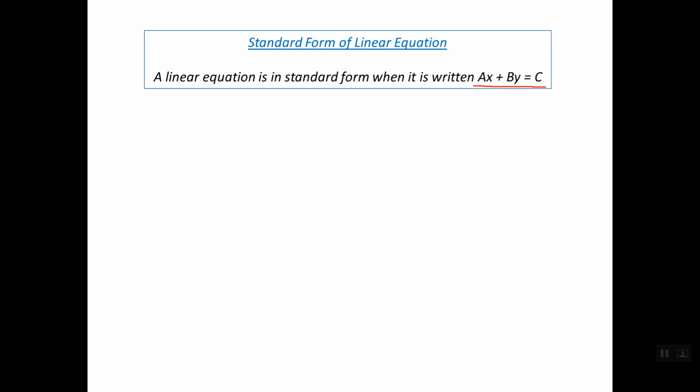See that this equation contains two variables, which are x and y, and we have three values, a, b, and c, which are the constants. These are some examples of linear equations in standard form. We have 2x plus 3y equal to 5. The coefficient of x is 2, so a is equal to 2, and b is the coefficient of y, so b equal to 3, and c is the right constant, so c is equal to 5.